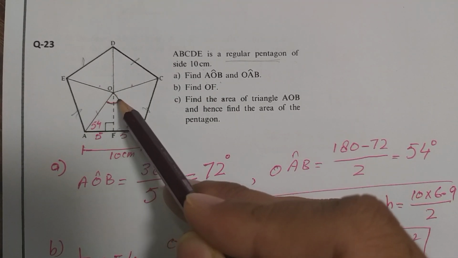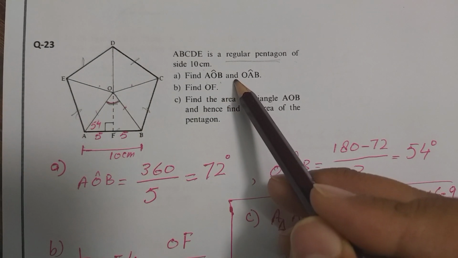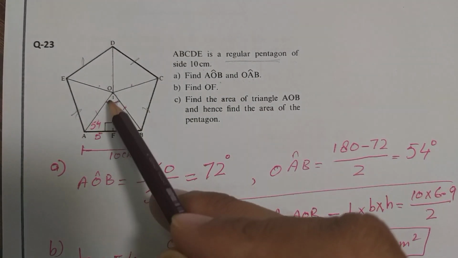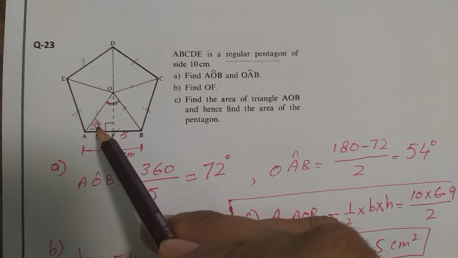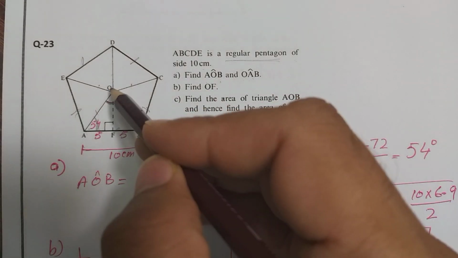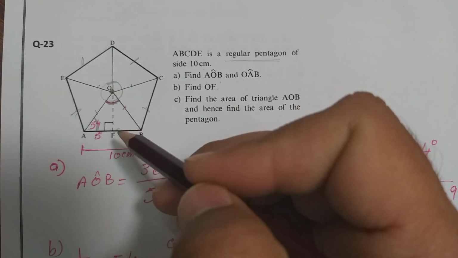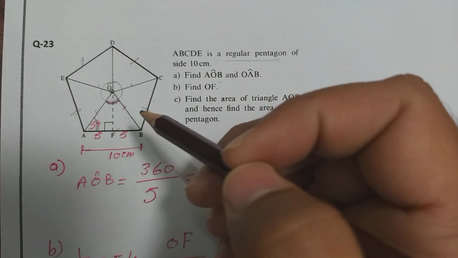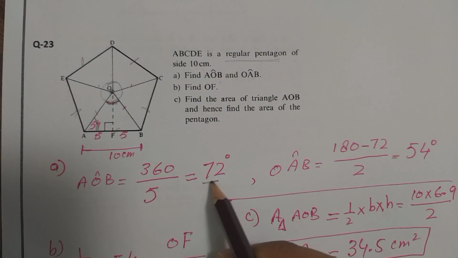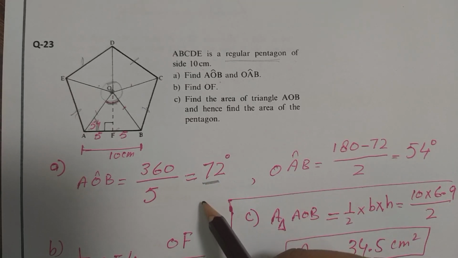AOB. So we need to find this angle, and then he said find OAB. So we need to find this angle. First of all, we know that the total angles around a point is 360. So the number of sides is 5, divide by 5 and you will get one angle, which is 72.